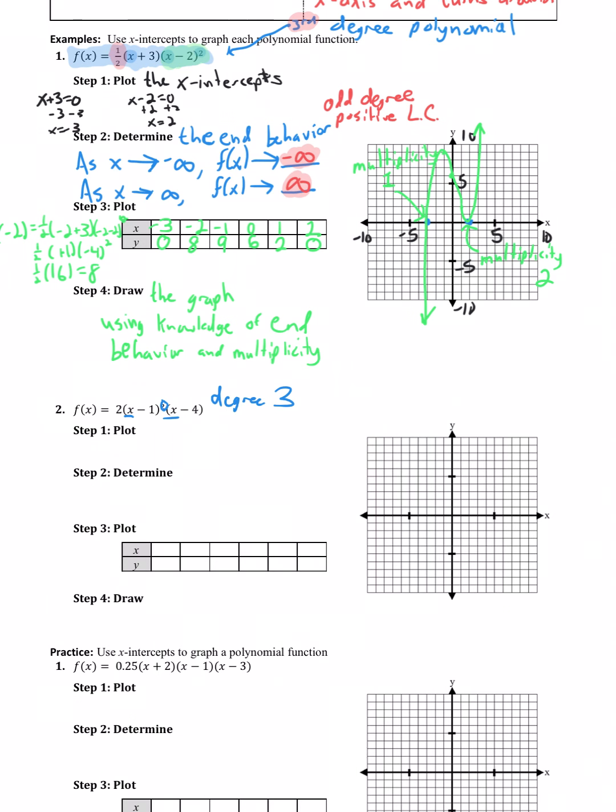So we should be able to plot the x-intercepts. One of them is x minus 1 equals 0, so add 1 to both sides. X equals 1. The other one's going to be x minus 4 equals 0, add 4 to both sides. X equals 4. 1 and 4.